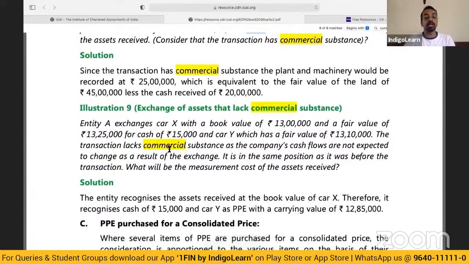Okay. The transaction lacks commercial substance, as the company's cash flows are not expected to change as a result of the exchange. It is in the same position as it was before the transaction. What will be the measurement of the cost of asset received?